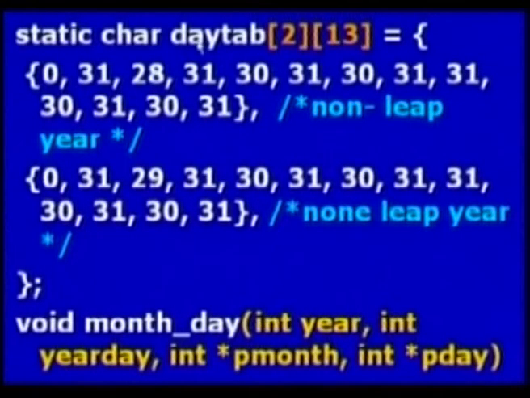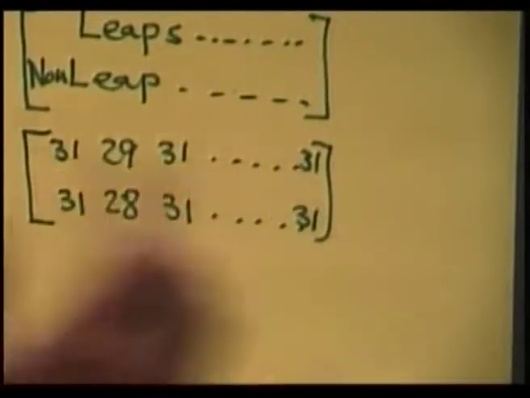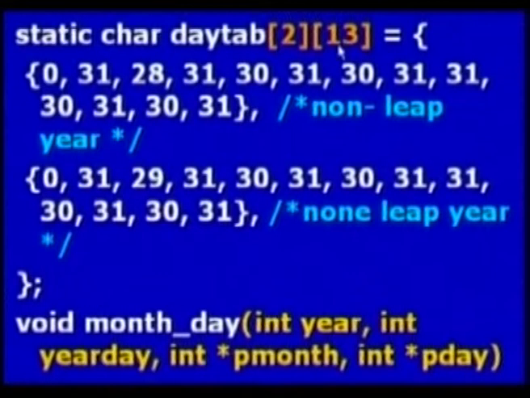I'm calling it daytab, of type static, and static means that this data is fixed and can't be changed during the execution of the program. We're never going to change these numbers in here. Okay? However, I only have 12 months in here, and actually in my declaration here, I made it 13 columns rather than 12.